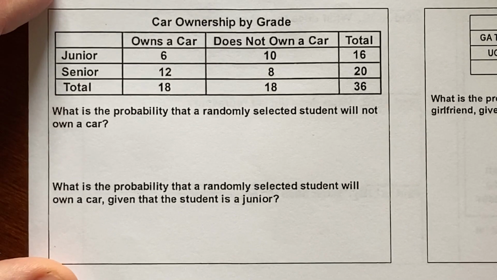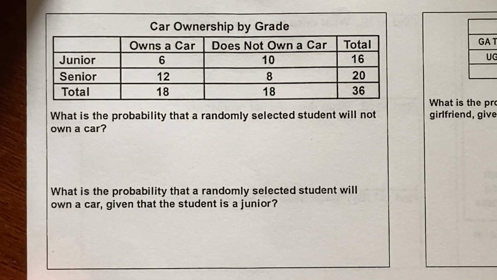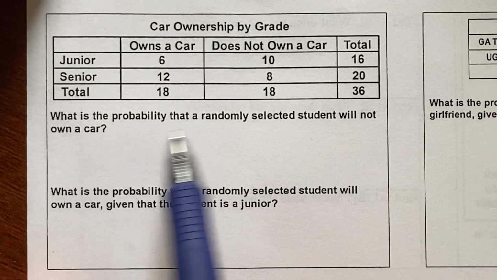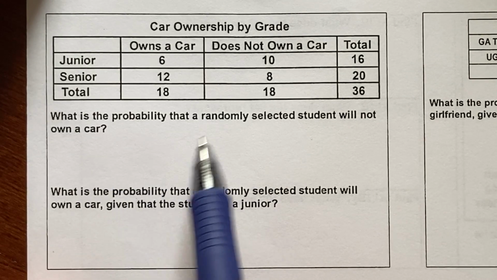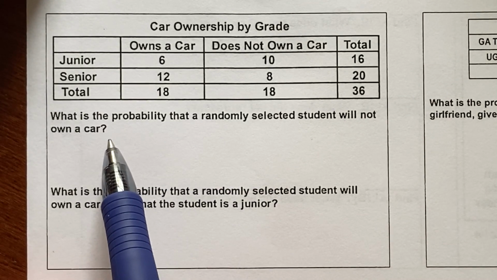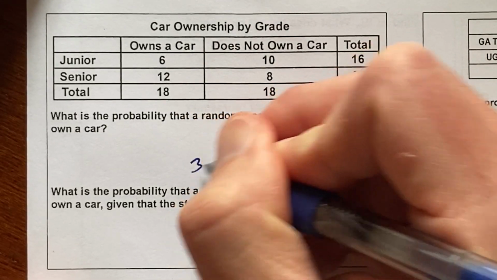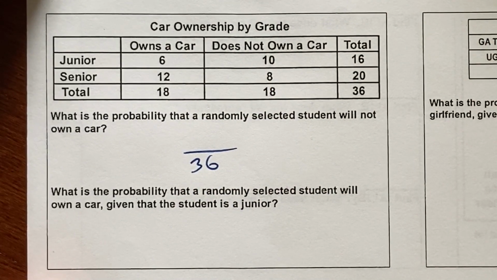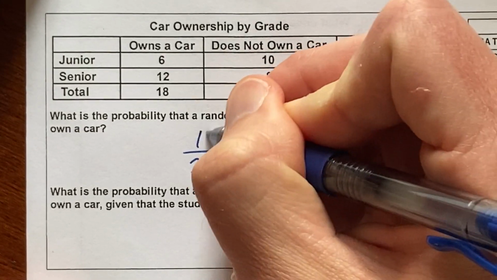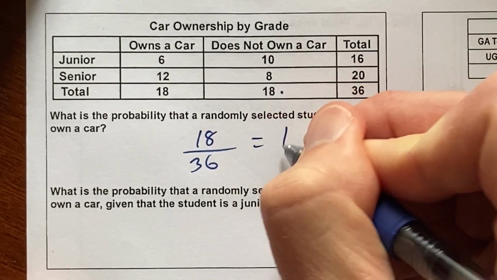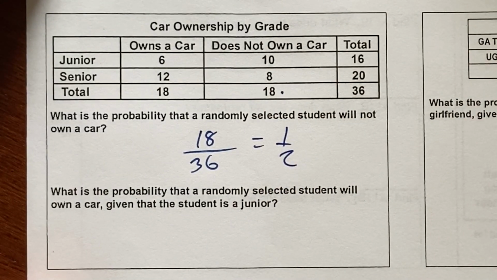All right, next one. What is the probability that a randomly selected student will not own a car? This one doesn't say given. Dadgummit. So I guess we're going to look at our total here. What's the probability the randomly selected student will not own a car? There's 36 total people there. Well, how many people don't own a car? 18. 18 people don't own a car. 36 total, that's 1/2, or 0.5.